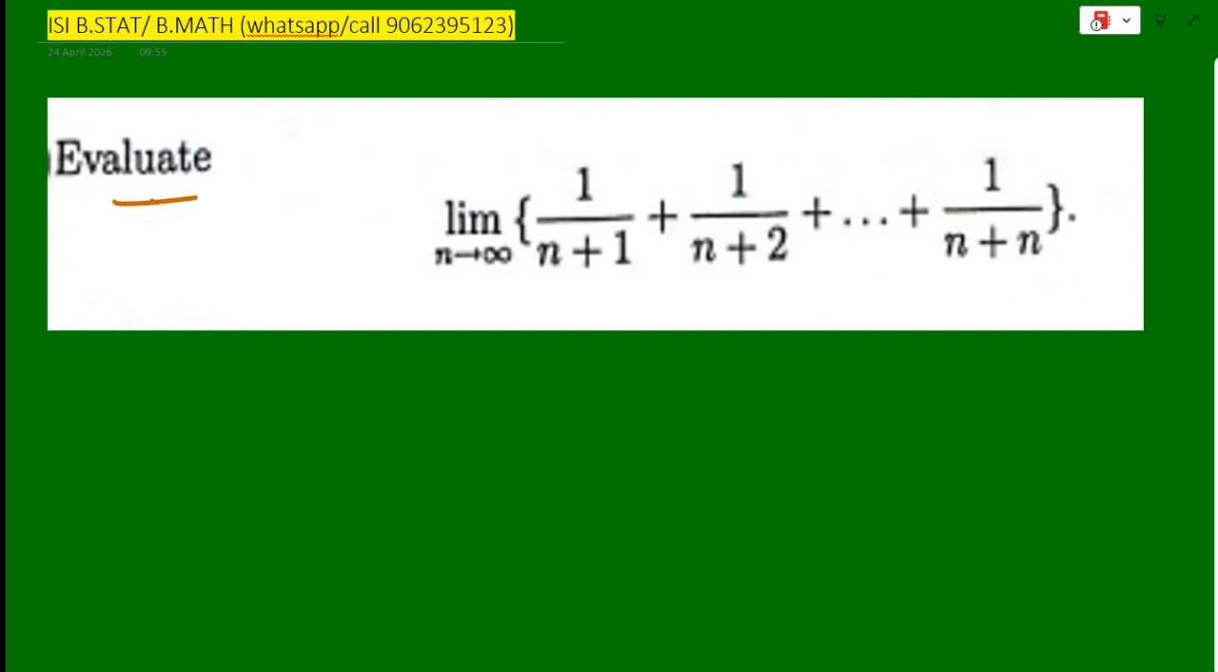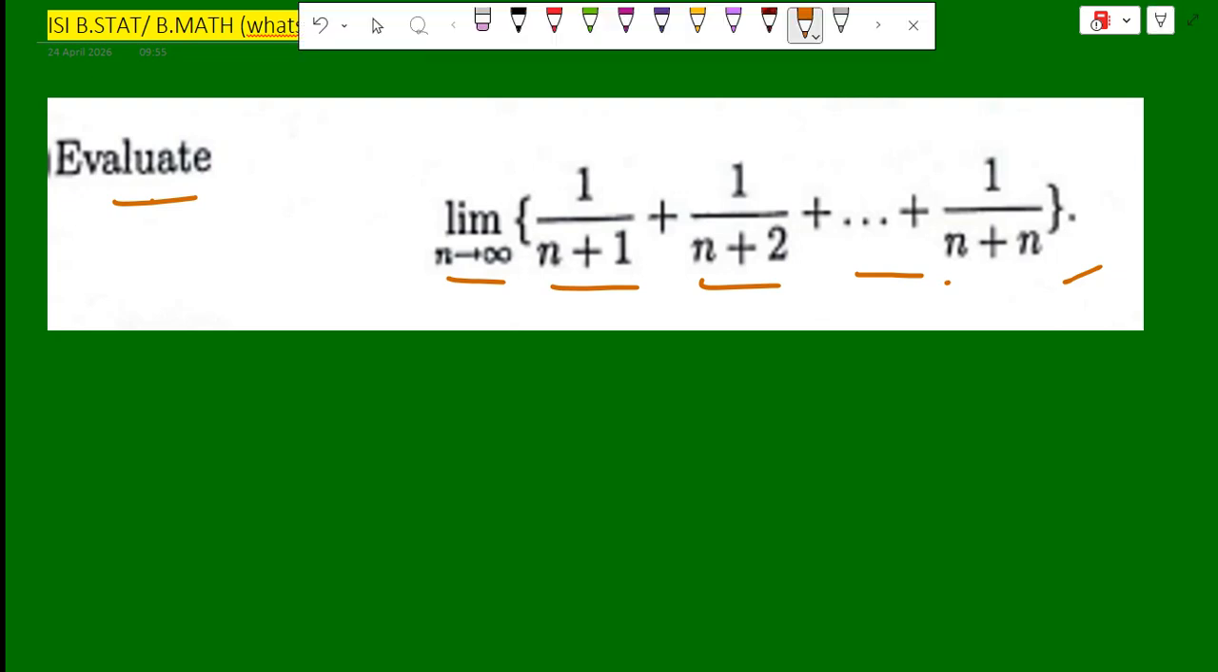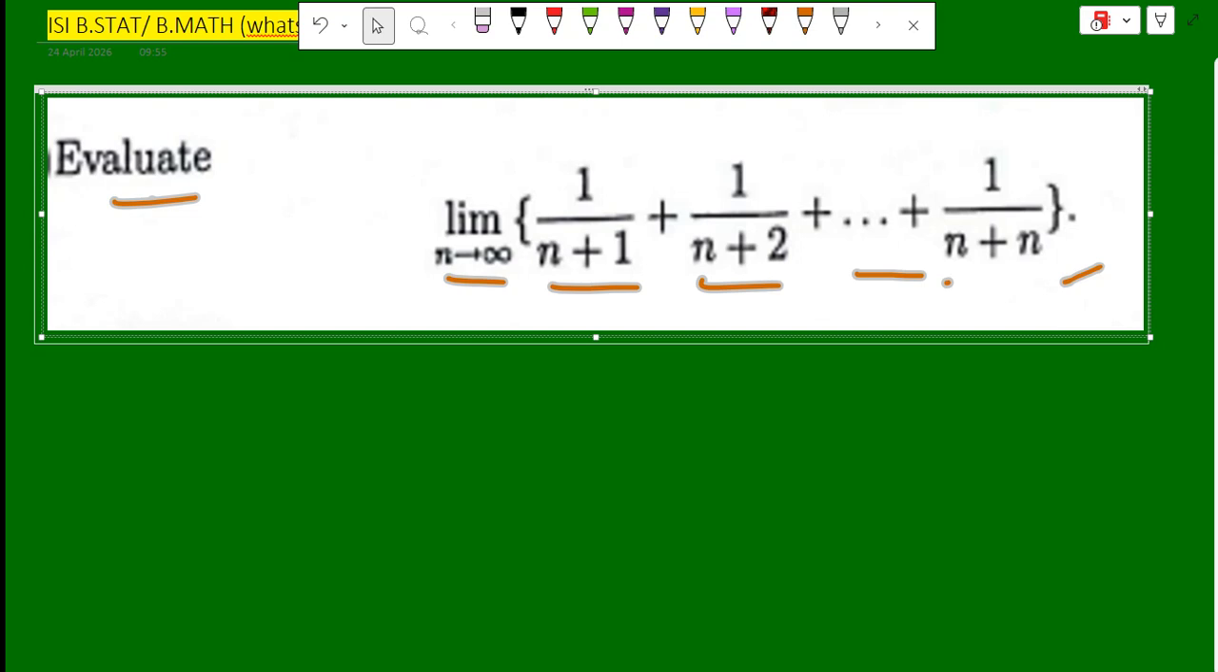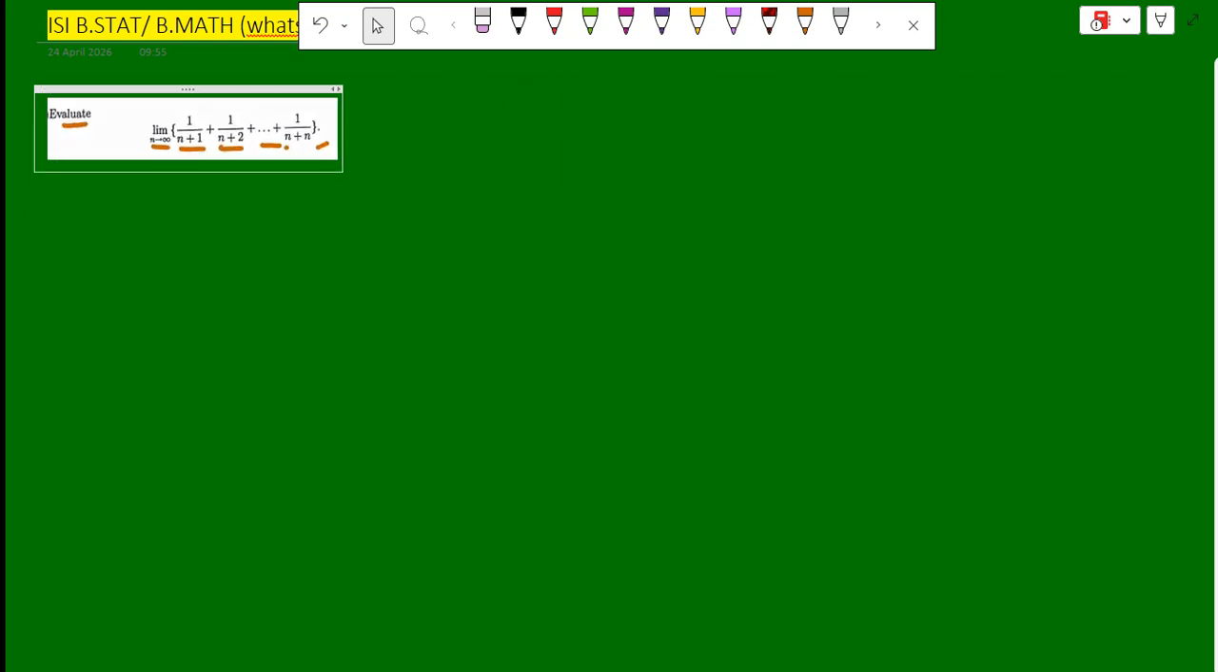Evaluate the limit as n tends to infinity of 1 by n plus 1, plus 1 by n plus 2, plus, and this goes up to 1 by n plus n. Okay. So this is a very nice question. We will solve this question in this session.